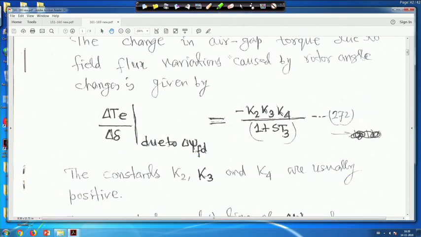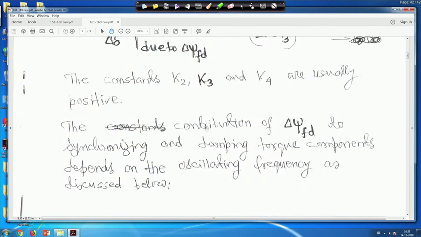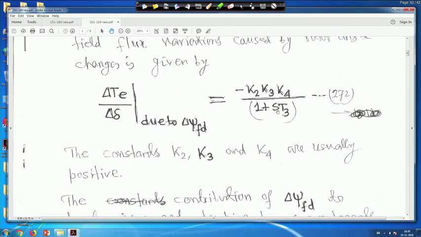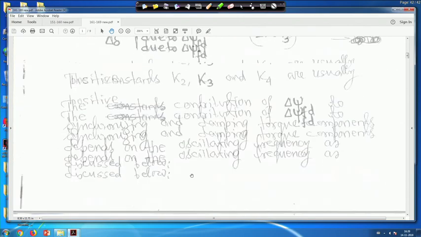So, the contribution of Δψfd to synchronizing and damping torque component depends on the oscillating frequencies as discussed below. We will see for s equal to jω, then we will analyze certain things.